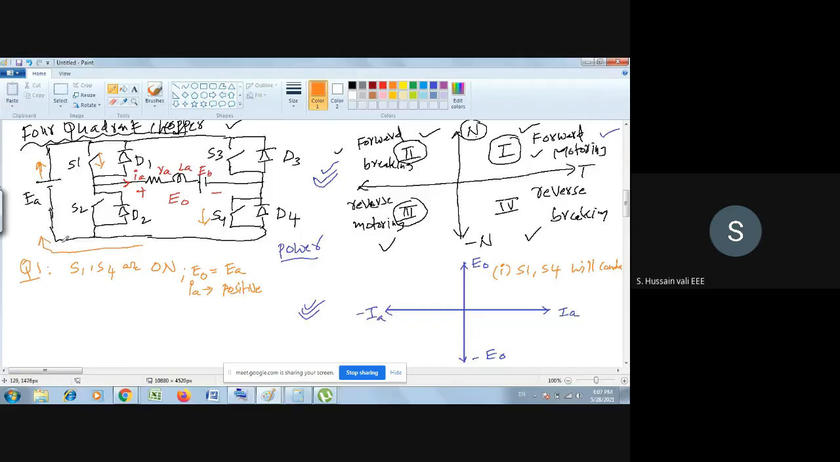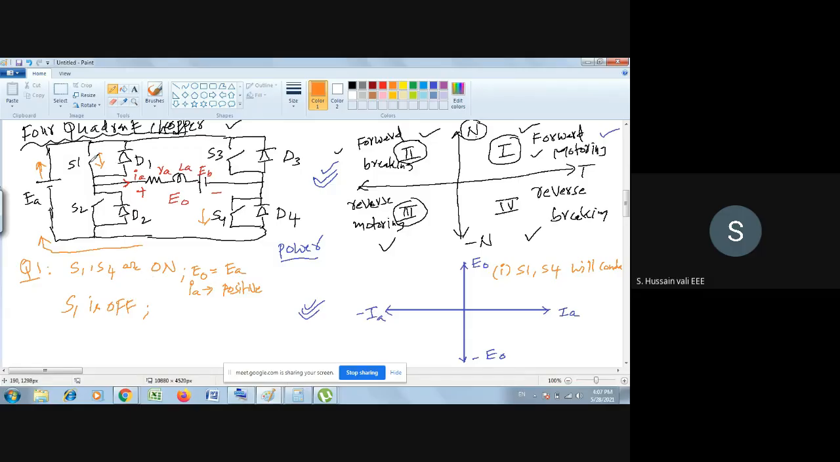EA will flow like this. Yes, that is when S1 and S4 are on. Now, what I do next is that I will turn off S1. S1 is off. So if I turn off S1, what will happen?